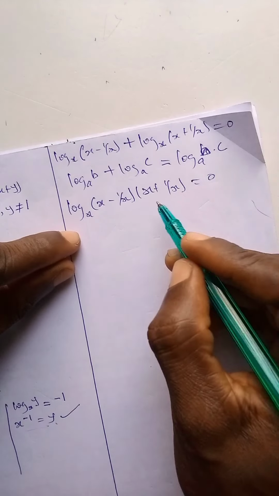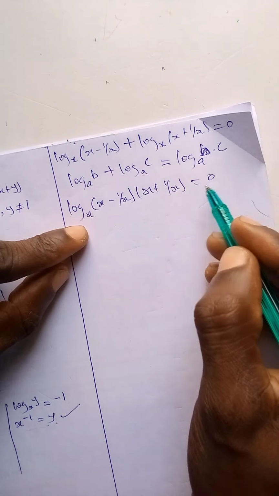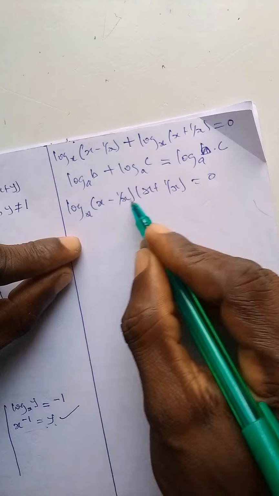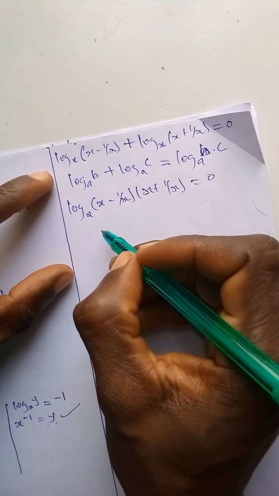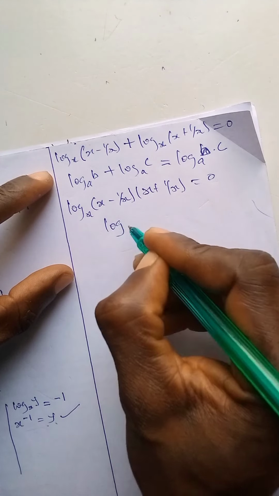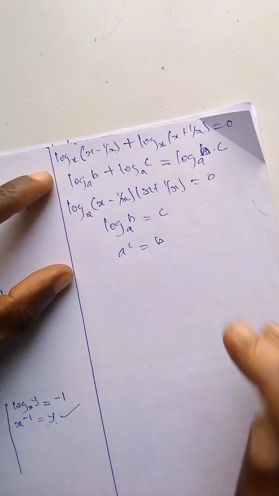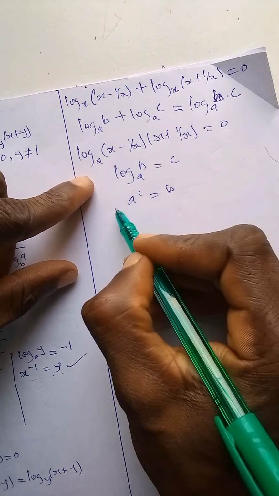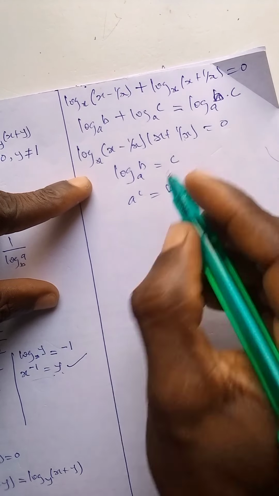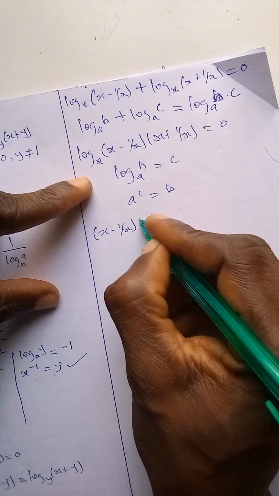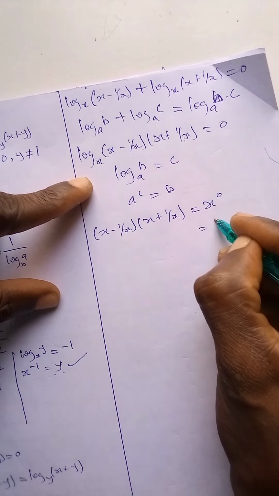The next thing is to clear this logarithm. So I will take log of base x to both sides, or I will convert this logarithmic expression to exponential expression. If I'm to convert to exponential expression, let us remember that log to base a of b equals c will give me a raised to power c equals b. So I will express this in this form. My x now will have this power 0, and then all these will multiply themselves. x minus 1 over x, then x plus 1 over x will give me x to power 0. x to power 0 is 1.